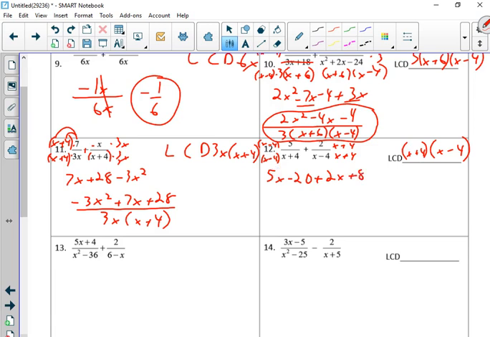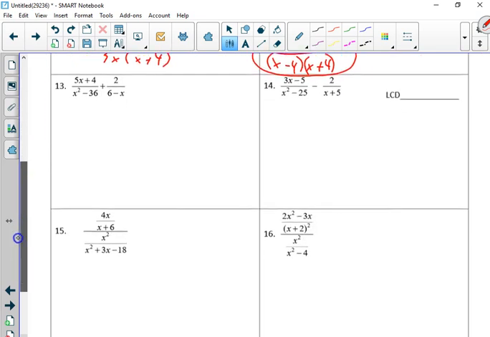And again, I could write x plus 4, x minus 4 at the bottom, and then rewrite everything again, but since I know how much I'm going to be combining, 7x minus 12 over x minus 4, x plus 4. All right, moving on. Almost done.